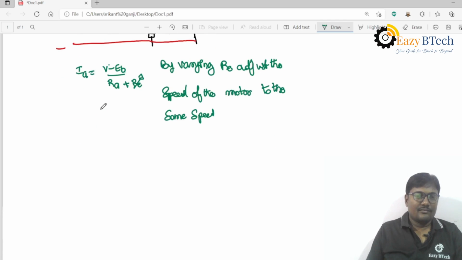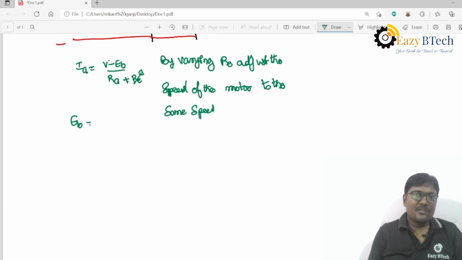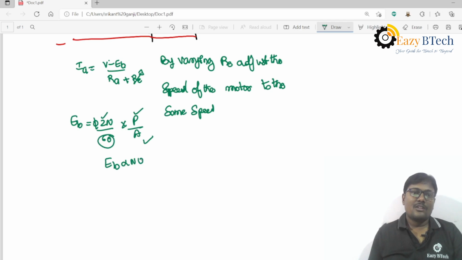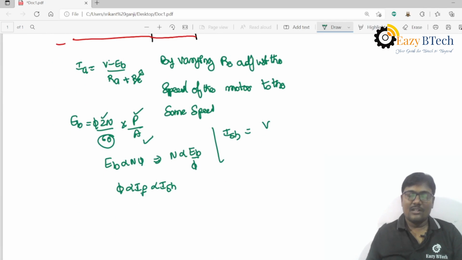After that, we know that back EMF is equal to φZN by 60 into P by A. Once the design is over, the number of poles, number of parallel paths, number of conductors and 60 are constant. EB is directly proportional to Nφ, where N is directly proportional to EB divided by φ, and the flux is directly proportional to the field current, that is the shunt current. Now ISH is equal to supply voltage V divided by RE dash plus RSH. This is a variable part.